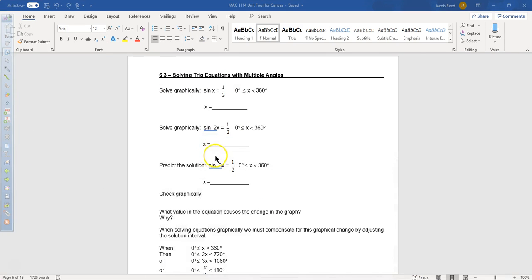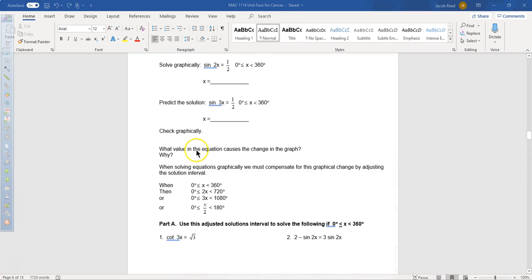Okay. So moving down, what value in the equation causes the change? We already talked about it. It's this number here. Why? Because it is changing the period. Remember that trig functions function on a period, meaning that sine of x takes it from 0 to 2 pi before it begins to oscillate again and replicate itself. By changing these numbers here in the middle, we're changing that period, making the function either happen more times within that given period or less times.